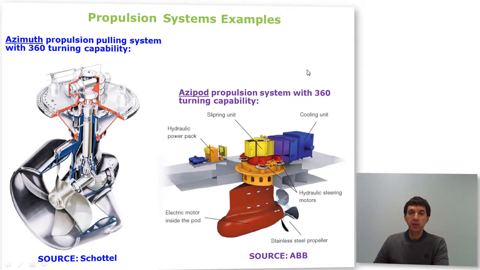Another example could be the Azipod propulsion system, again with 360 degrees turning capability. In this case, the manufacturer is ABB. And in this case, the electric motor is mechanically coupled to the propeller. Therefore, this motor is down in the water. And here we have a special mechanical system that can provide the 360 degrees turning capability of the whole propeller. So there are two different concepts of propulsion systems, and as I've said before, there are many other ways to do it. However, we have only shown these two dominant ones.